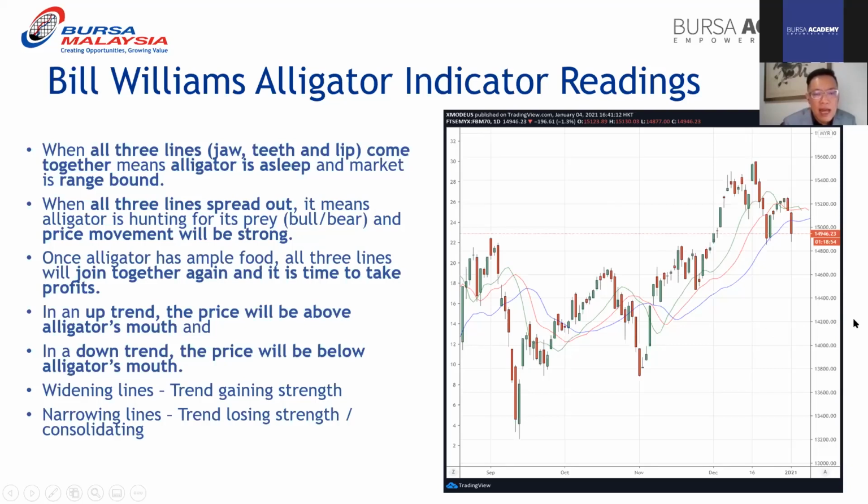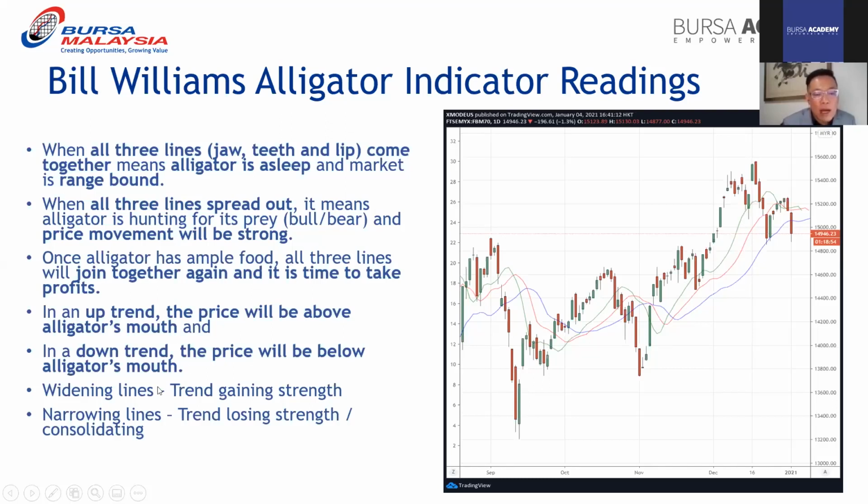So using the alligator, you can measure which phase the market is currently in. In an uptrend, the market prices, like over here, are above the three lines, above the alligator, meaning that the prices are in an uptrend. And when prices are below the alligator, below the three lines, it is a downtrend. Okay, so that's how you read it.